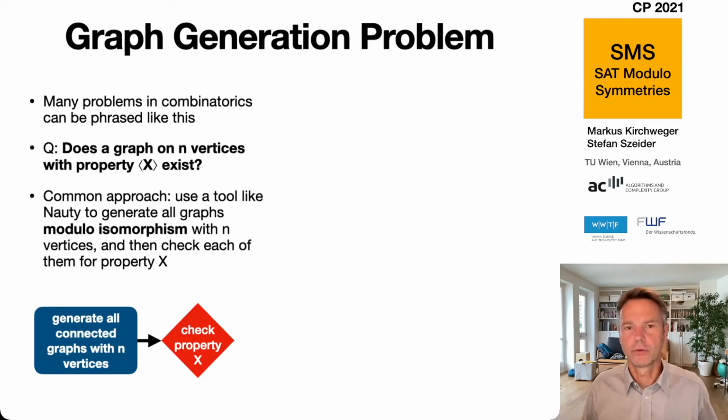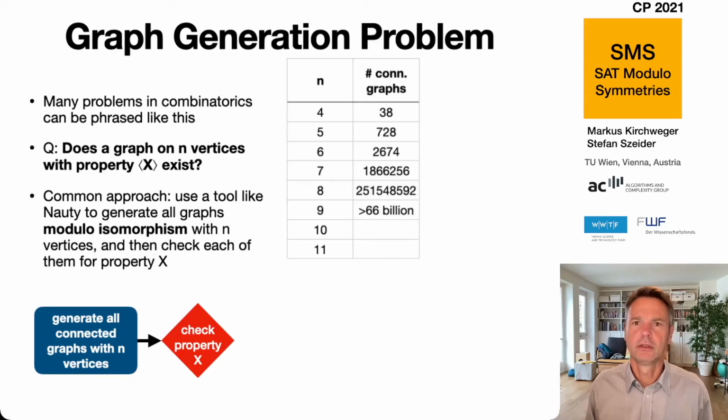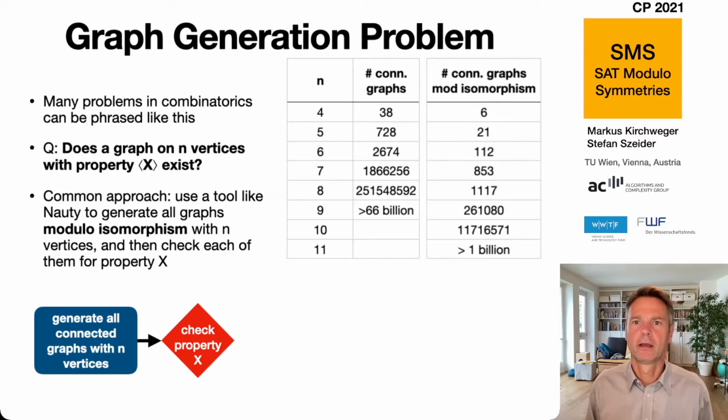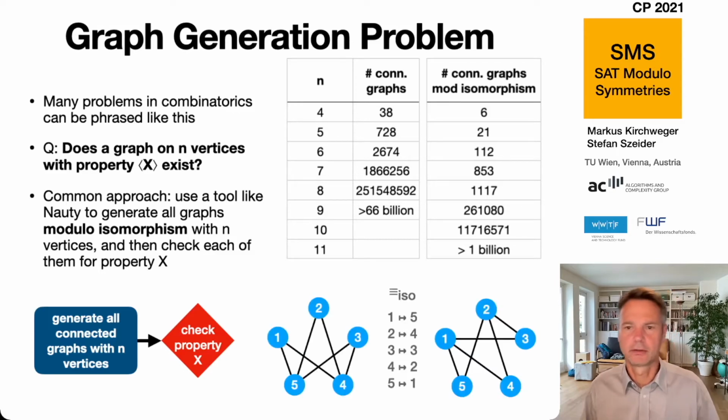Why do we want to consider only graphs modulo isomorphism? Yeah, the search space is enormous. So this is the search space without considering isomorphism. With isomorphism, it still explodes, but it explodes slower, so to speak. But already with 11 vertices, we get more than 1 billion graphs modulo isomorphism. So here are, for instance, 2 graphs that are isomorphic.